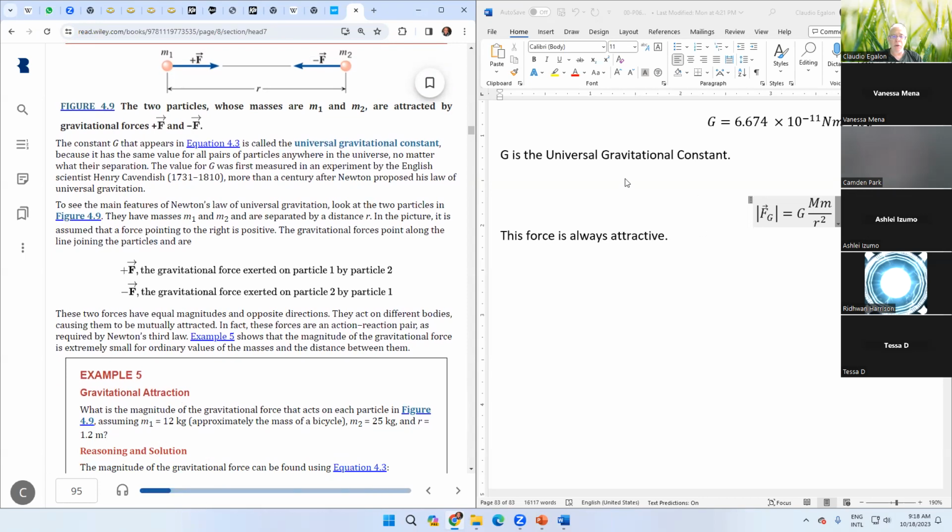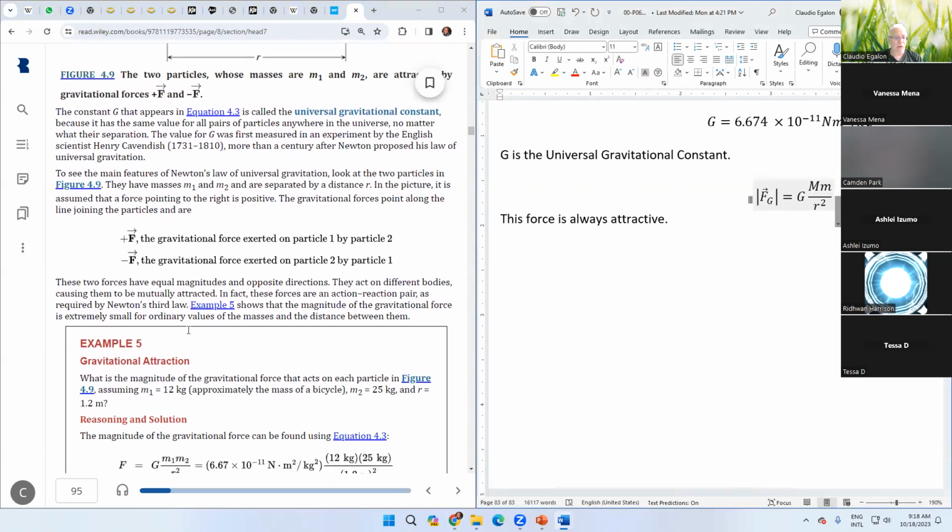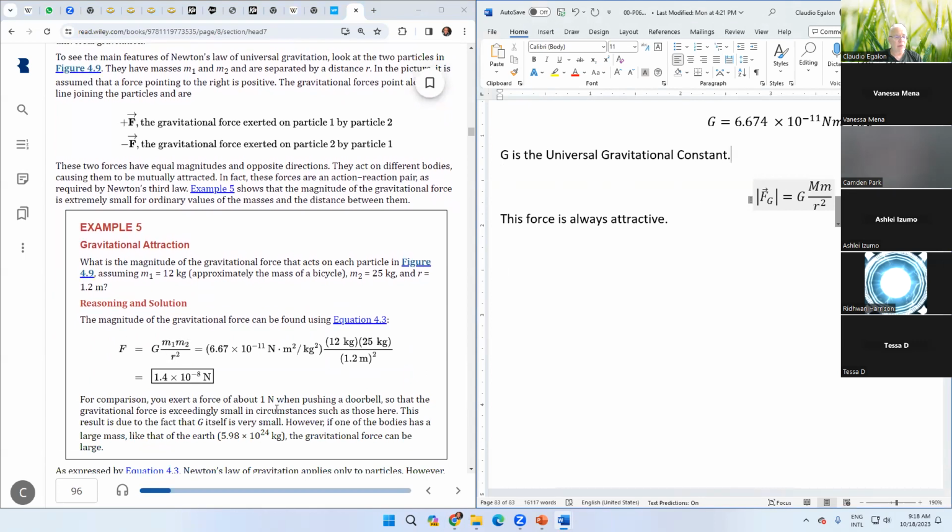All we have to do here is apply the formula in a straightforward fashion. So here is the equation: 6.67, 12 kilograms, 25 kilograms, 1.2 meters squared, and look at the value of this force. It's a very small force, so small that you can hardly measure it. For comparison, you exert a force of about 1 Newton when you're pushing a doorbell. So that gravitational force is exceedingly small in circumstances such as those here.